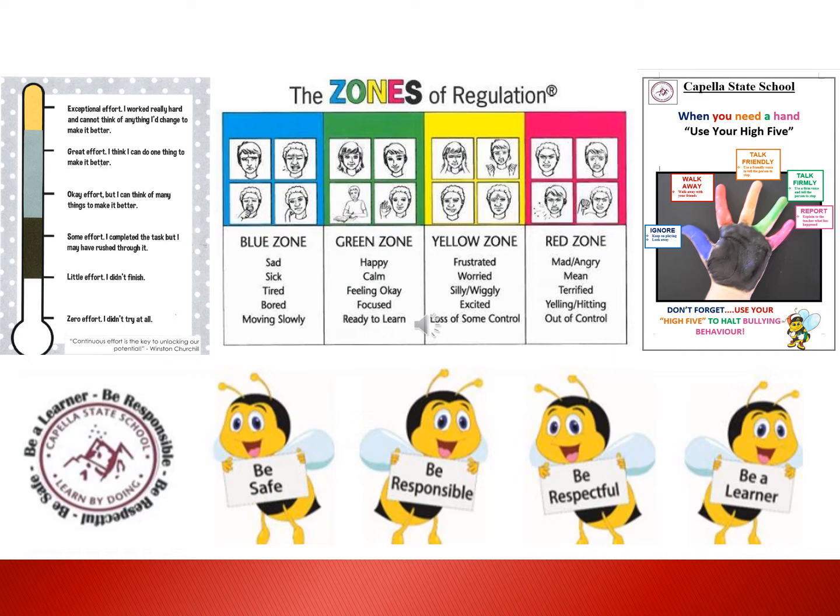We have a range of tools that we use to teach our positive behaviour for learning. One of them is teaching the expectations. Our school-wide expectations are be safe, be responsible, be respectful, be a learner. They're communicated in all of our classrooms and our outdoor spaces. Really important for our kids to know those, as well as our classroom rules.